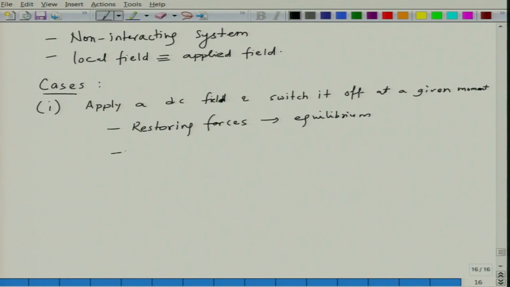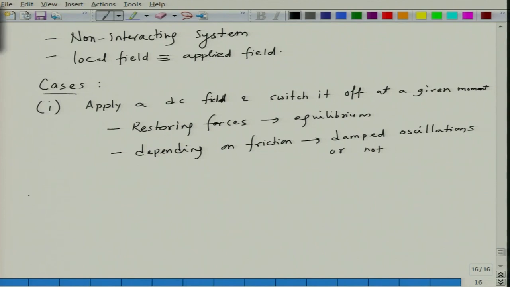So, depending upon friction, we will have damped oscillations or not. This is the case of DC field, which is not very interesting because we are not interested in DC field, and we know that in DC field there is no frequency dependence, so we will have something like ohmic losses in the system.